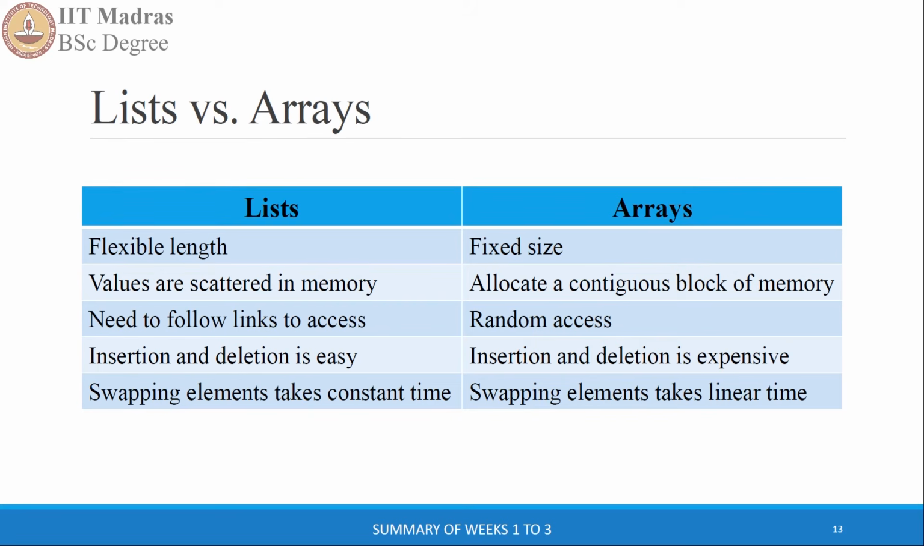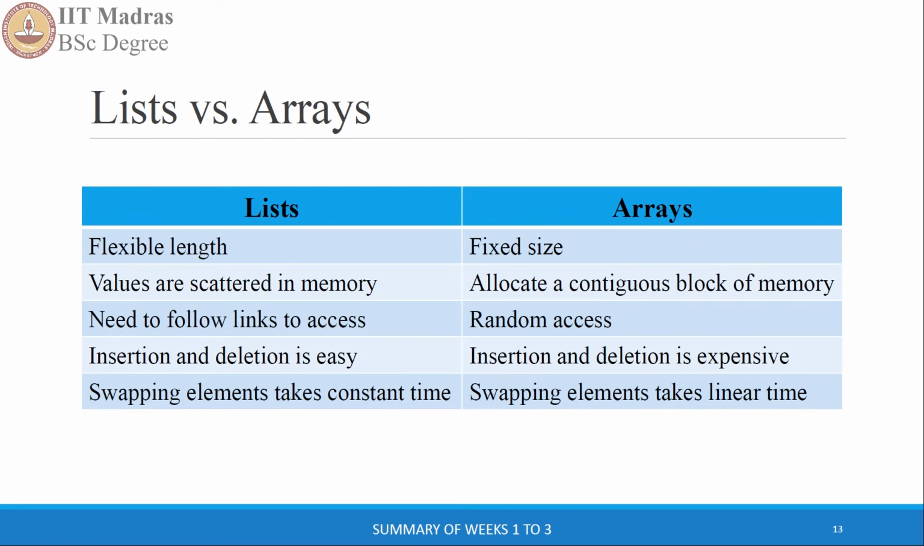In order to access a specific element in a list, we must follow the links one after the other. Then only we can reach a specific element. But in arrays, we have something called random access, which means we can directly provide the index. Insertion and deletion is very easy in linked lists, but it is very expensive when it comes to arrays.